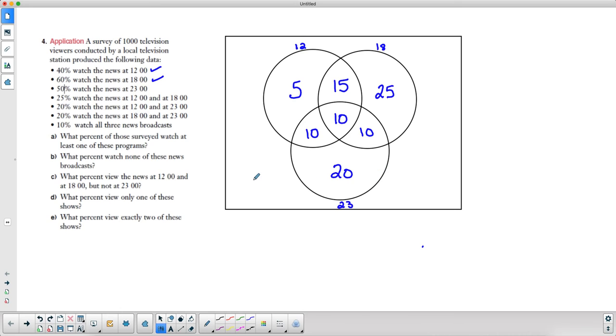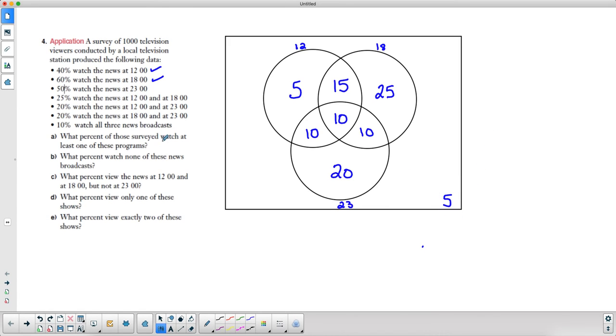Now we're going to use that Venn diagram to answer the question. So it says, what percent of those surveyed watch at least one of these programs? So if it's at least one, it's in here somewhere. So we need to figure out what the whole thing adds up to. So let's add them up. We've got 10, 20, 30, 40, 50 down in here. And then we've got 25, 30, 40, 45 up in here. So that looks like 95% in here, which means there's 5% on the outside.